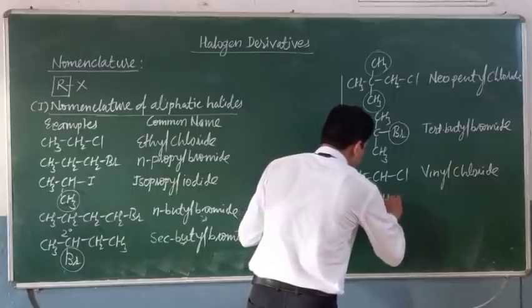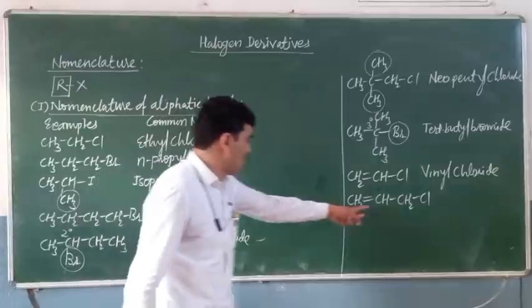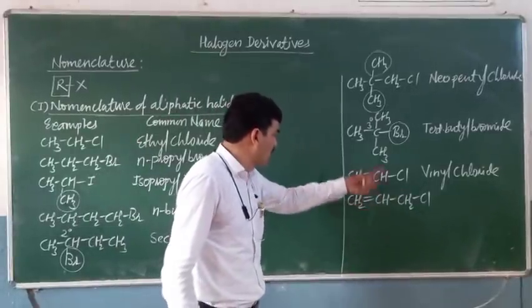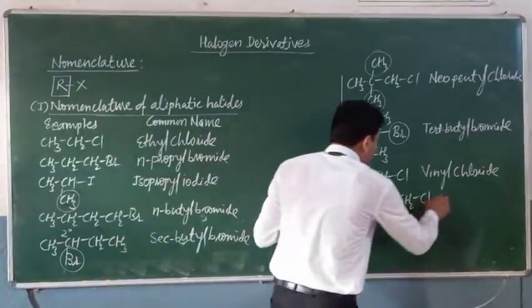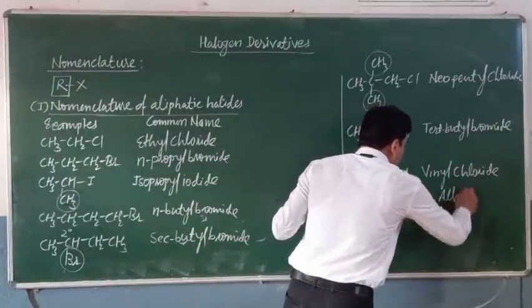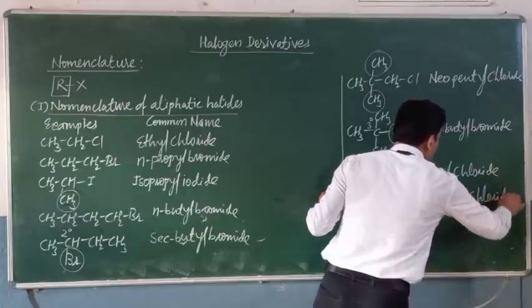Further, CH2=CH-CH2Cl. It is also an unsaturated chain; the parent hydrocarbon is unsaturated. The name of this chain is allyl, and therefore its common name becomes allyl chloride.